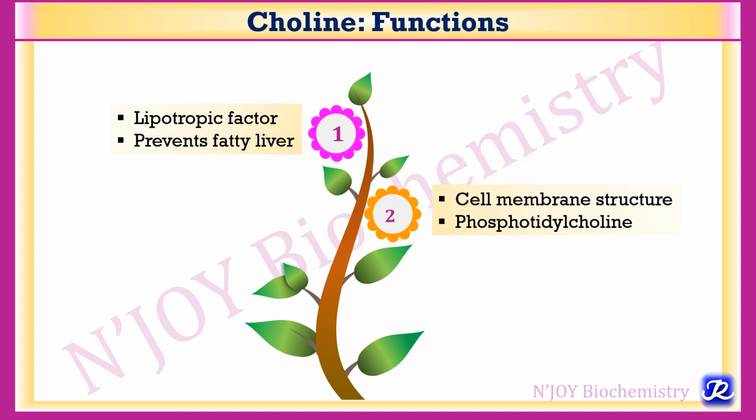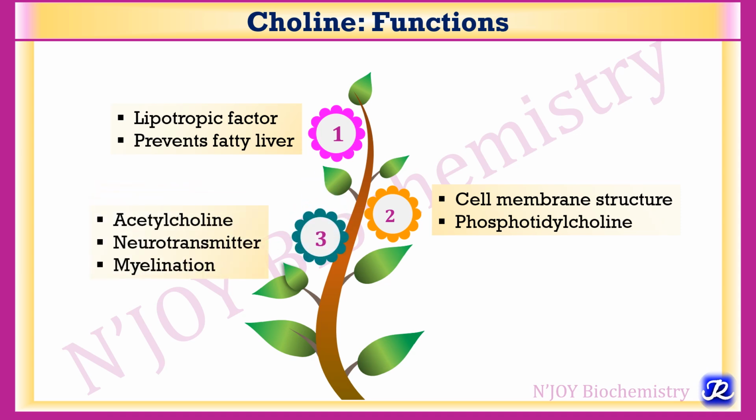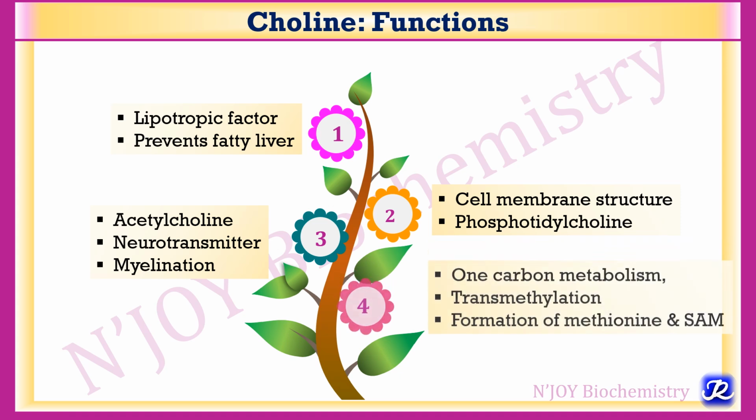Second is cell membrane structure, because choline is required for formation of phosphatidylcholine, and this phosphatidylcholine is present in the membrane structure of all the cells. Then the neurotransmitter acetylcholine is synthesized from choline, and choline is required for myelination.